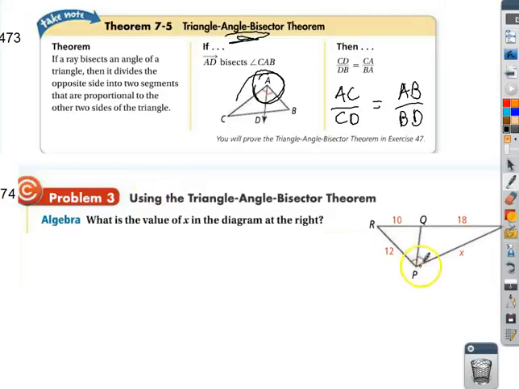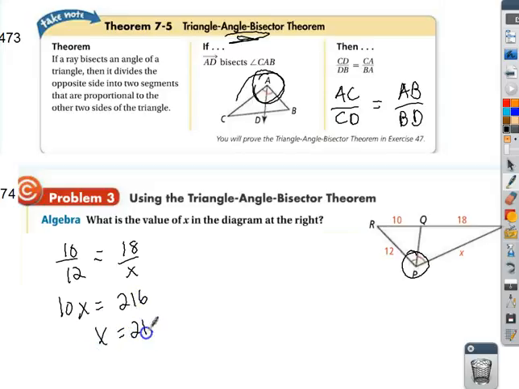In setting this one up, the first thing I'm noticing is that it's an angle bisector. So I'm going to do 10 over 12 equals 18 over x. You might not set it up exactly like that, but after you cross multiply, we should have the same thing. So you should have 10x is equal to 216, and then x is just equal to 21.6. Everybody okay with that? Okay.